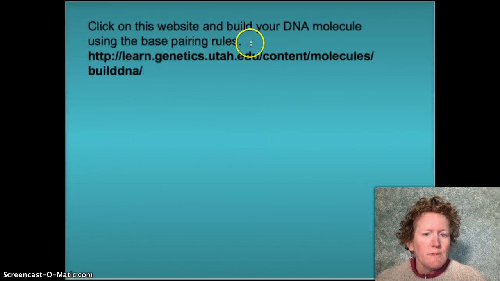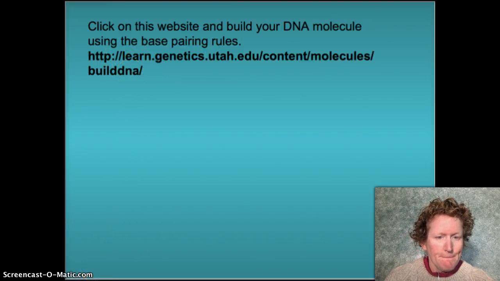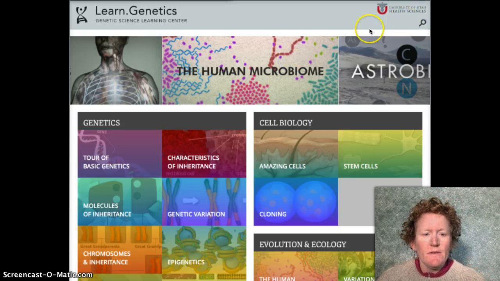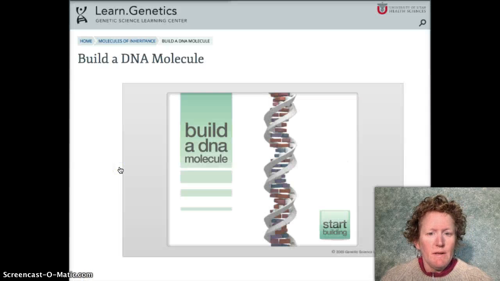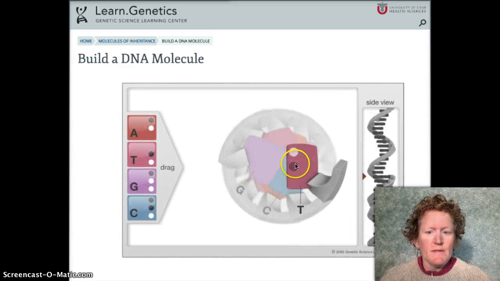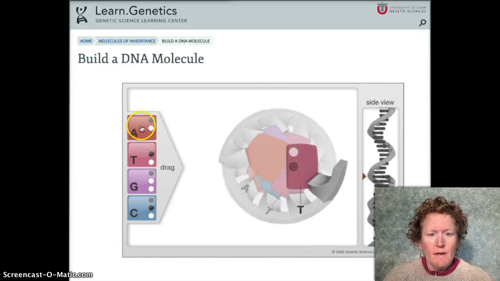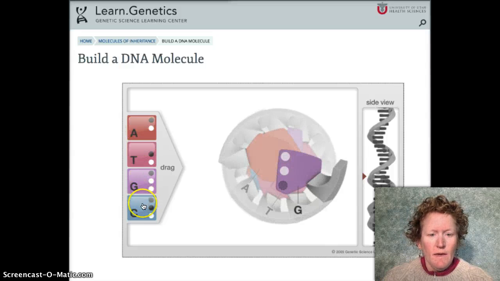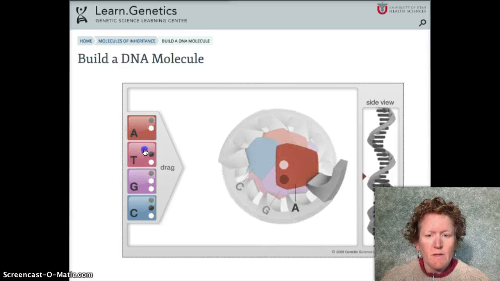So we're going to look at building a DNA molecule using the base pairing rules from this website, and you can pick up that website in the notes on YouTube. So here I am at the University of Utah Health Sciences site. I'm going to Molecules of Inheritance, and I'm going to build a DNA molecule. I'm going to start building, and it shows you kind of the top side view of a DNA molecule. I'm going to choose an A, and then I know that another A goes with T, and if I pick the wrong one, it tells me that. And I'm just going to keep building a molecule.